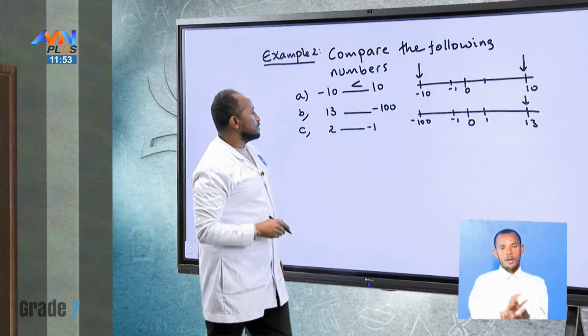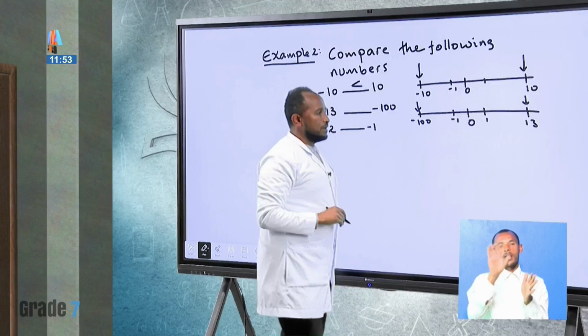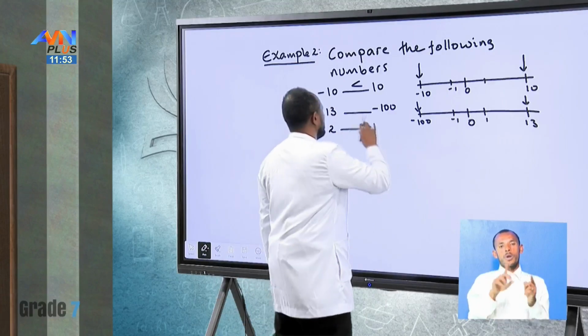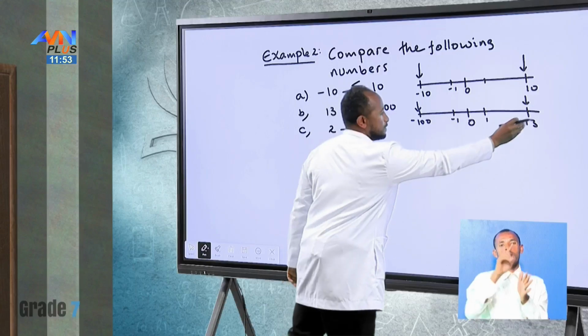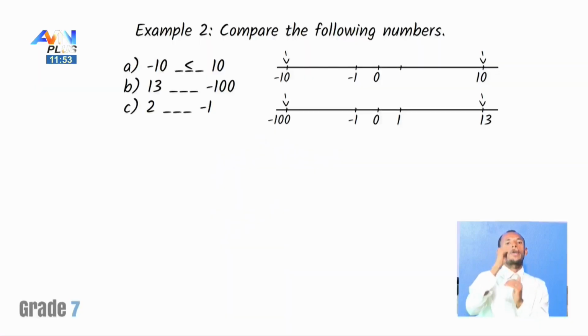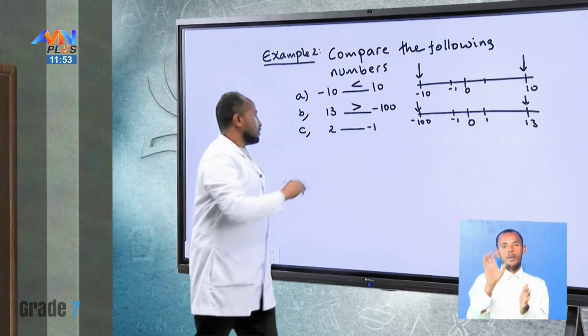So when you see these two numbers, negative 100 is here, positive 13 is there. When you compare these two, 13 is to the right of minus 100. So 13 is bigger. 13 is greater than negative 100. So let's see this one.